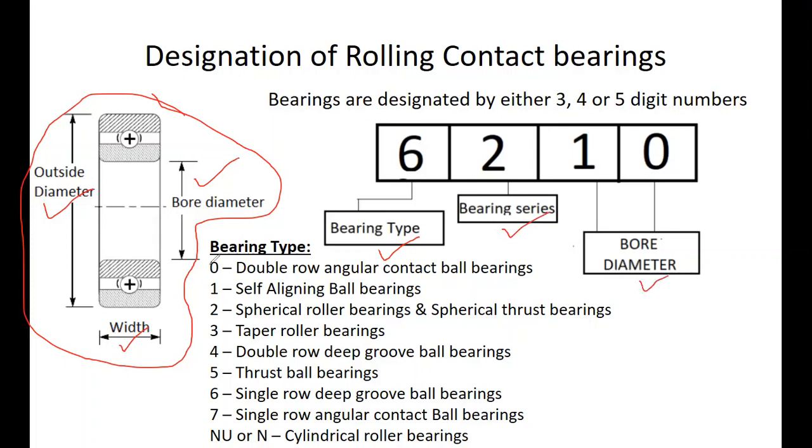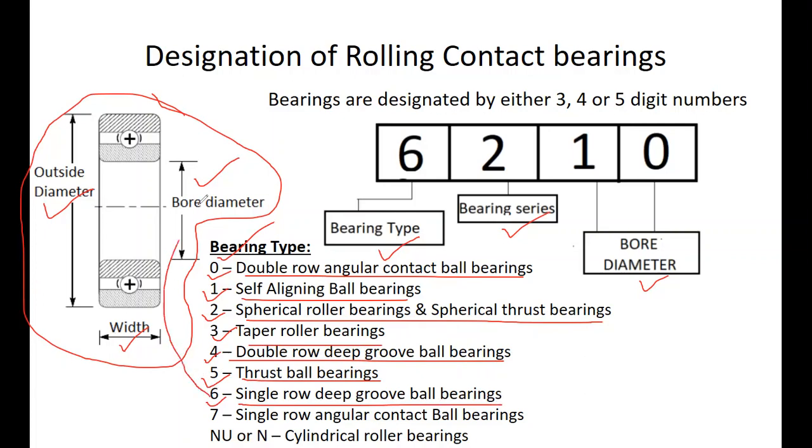If we talk about bearing type, then 0 indicates double row angular contact ball bearings. 1 indicates self-aligning ball bearings. 2 indicates spherical roller bearings and spherical thrust bearings. 3 indicates taper roller bearings. 4 indicates double row deep groove ball bearings. 5 indicates thrust ball bearings. 6 indicates single row deep groove ball bearings.